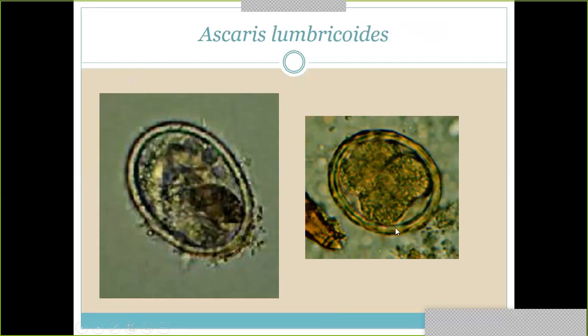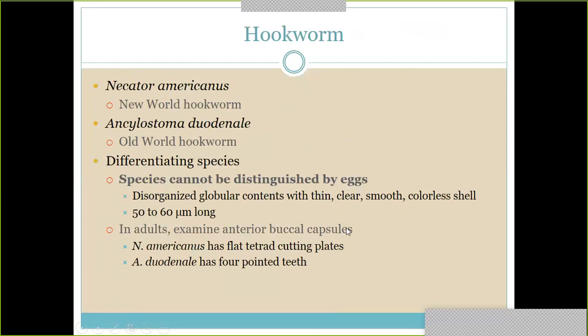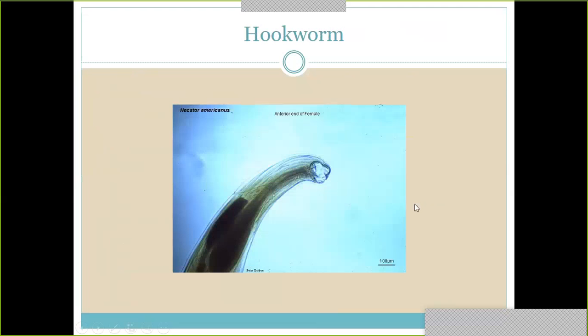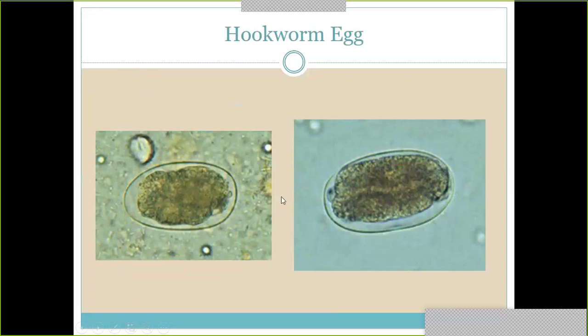And then finally, our hookworms. Again, you just call it a hookworm egg because we cannot distinguish between the two. They look identical. So they're going to be a thin, clear, smooth, colorless shell. There's what the actual hook part of the hookworm looks like. That's why it's named that. It hooks on. So there is nothing exciting about this egg. It's just, as you can see, a very clear shell around it.